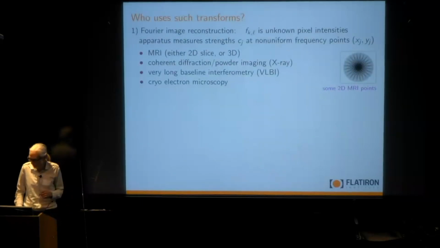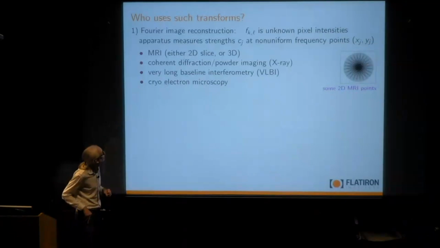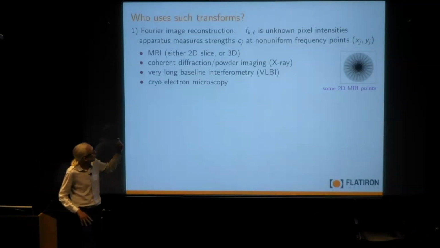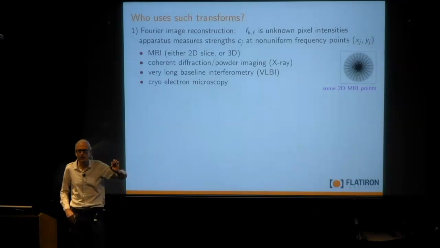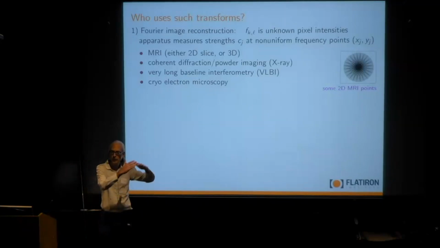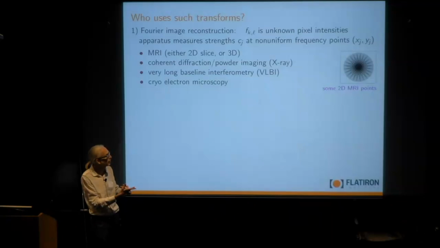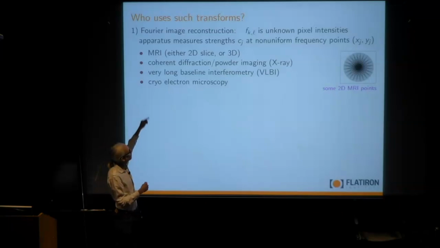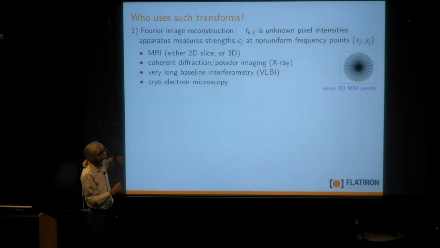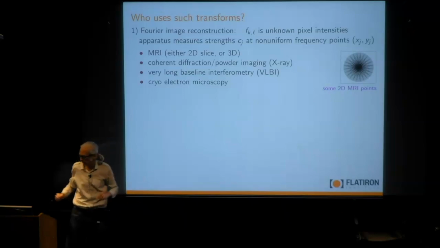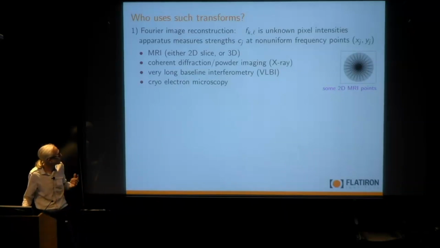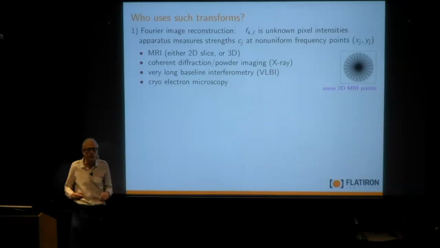Okay, so who uses these transforms? What are the applications? A main one is Fourier imaging reconstruction. This is where those f_{k,l} are the unknown intensities of a grid of pixels, and the apparatus does some Fourier imaging, and it actually gets those c_j strengths that we talked about. So this happens in MRI. It happens in coherent diffraction X-ray imaging. It happens in astronomy, very long baseline interferometry, radio astronomy. It happens in cryo-electron microscopy. So there's an example of some of the non-uniform points in a 2D MRI application.